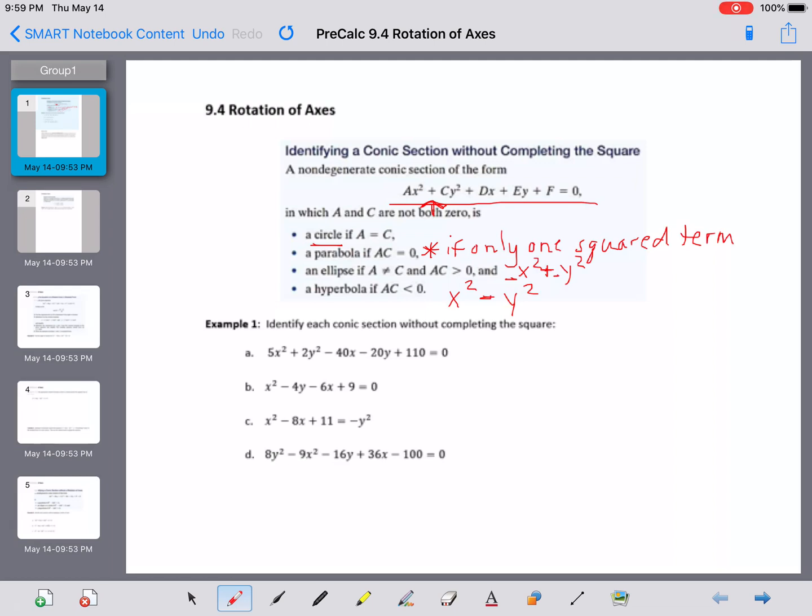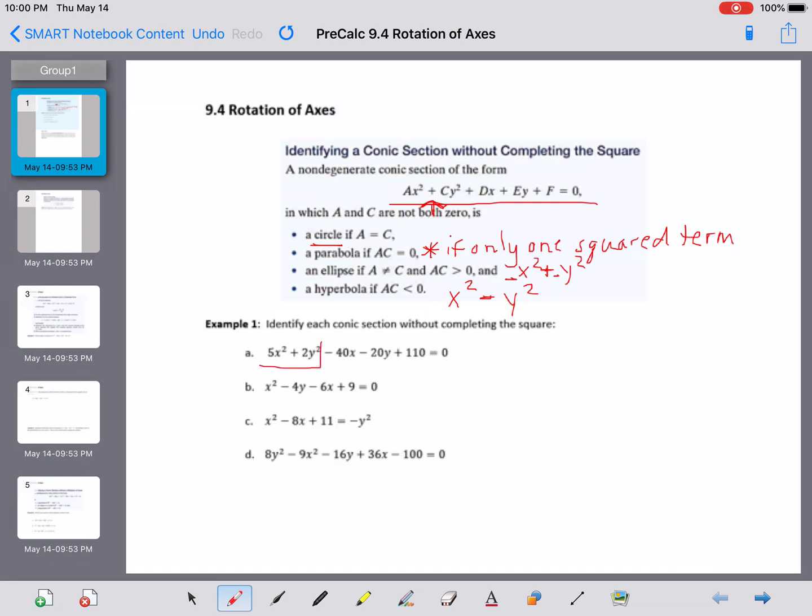So what this quick note tells you is if you can just look at an equation, you don't have to do the full completing the square to figure out what we have. So I have a few examples for you here. On example 1, identify each conic section without completing the square. So really my two things I'm looking for every time are my x squared and my y squared.